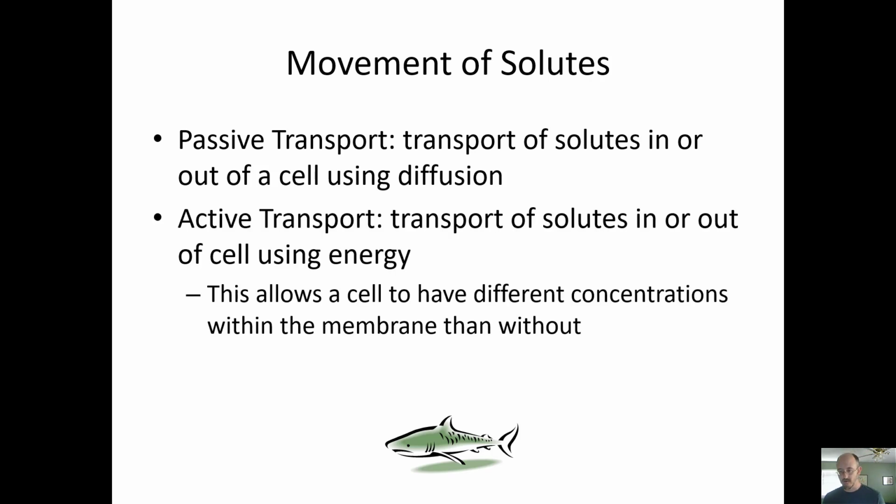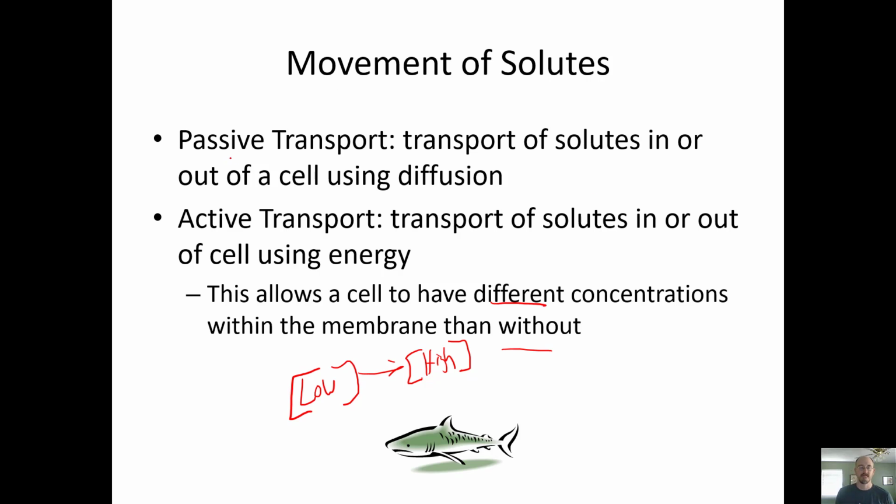Now, active transport is a different process. Active transport utilizes ATP typically to power transport. Active transport allows things to go from low concentration to high concentration. This is against entropy, right? This allows a cell to have different concentrations inside the membrane than without.